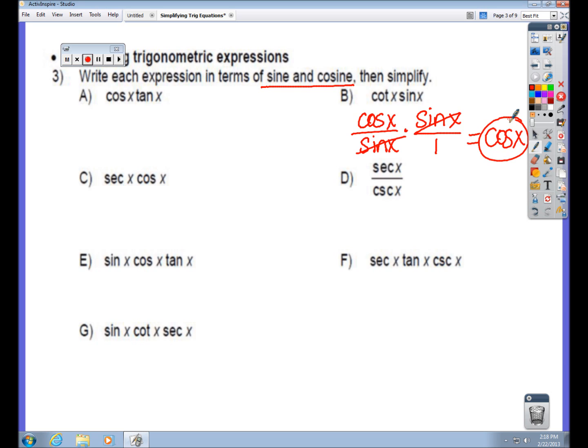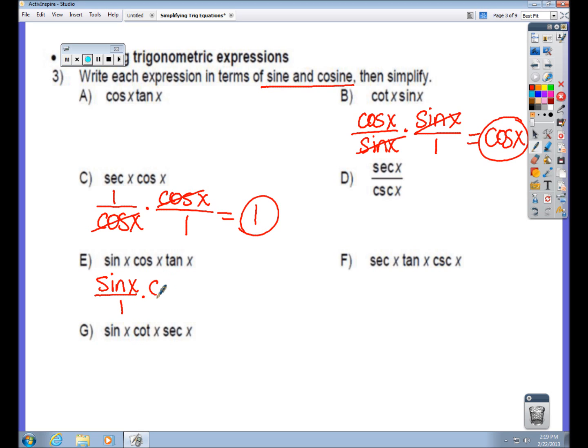Okay, let's look at part C. I'm going to replace secant with the reciprocal identity of 1 over cosine, times cosine over 1. The cosines will cancel, and that leaves me with 1 over 1, or just 1. Okay, for letter E, the sine of x is fine. Cosine of x I'm not going to change, but tangent I'm going to write using the quotient identity, which is sine over cosine.